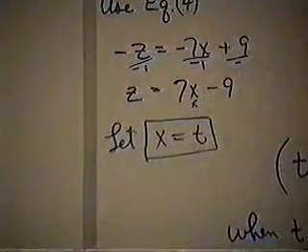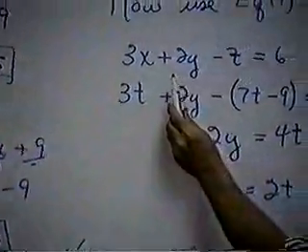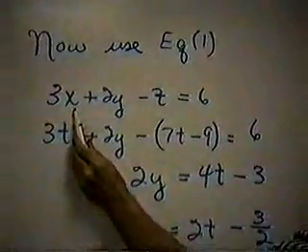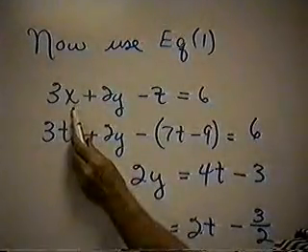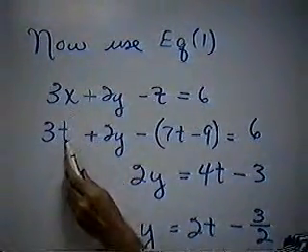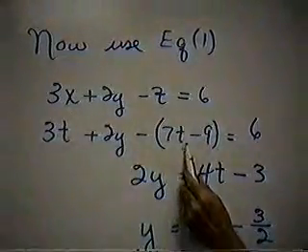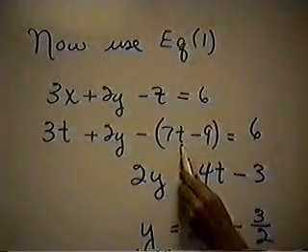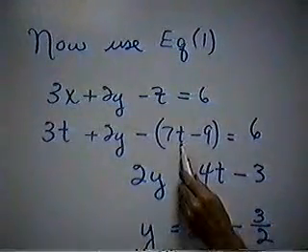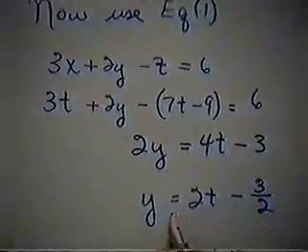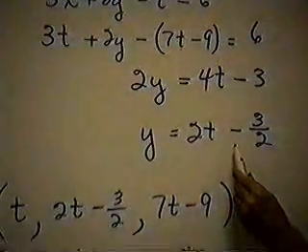So looking over here, we're going to take equation 1, or 2 or 3, to make a difference. I'm going to use equation 1, the original equation. I'm going to put a t for x. And then over here for z, I'm going to put that 7x minus 9, but in place of the x, I put a t. So then I'm going to solve for y. And so now I have y in terms of t.